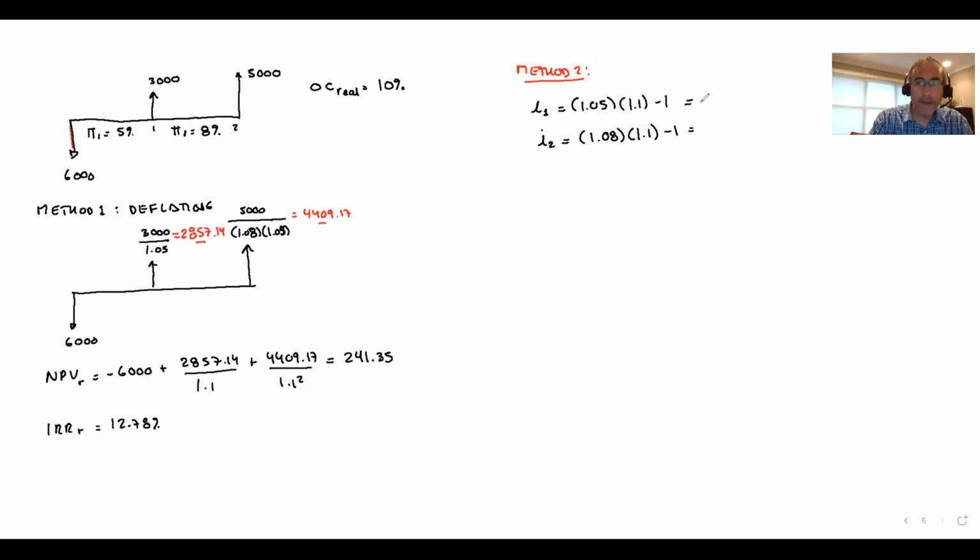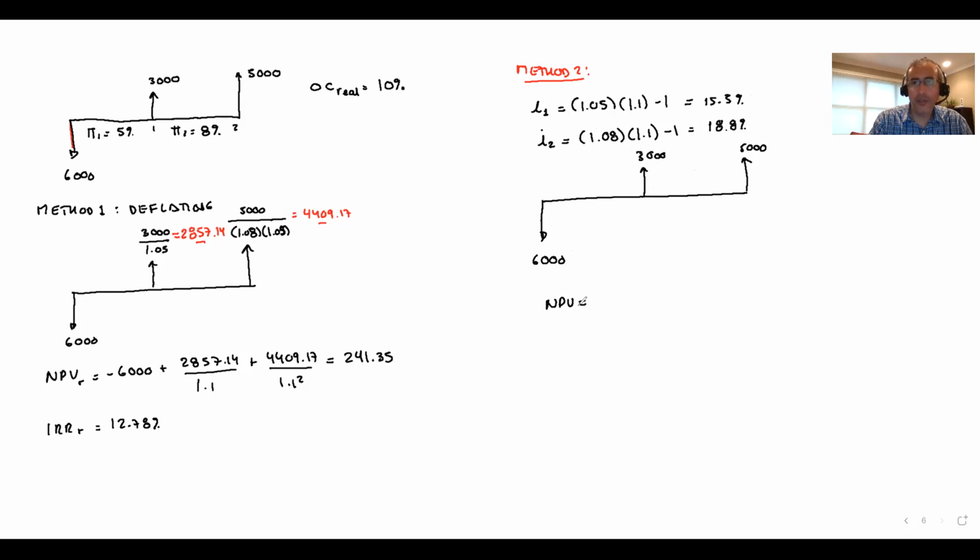I get here 15.5%. And in Excel, I get 18.8%. Got it? So now when we have these interest rates that are current, I can use my current cash flow. So I basically use the original one. I use this one, I'm sorry, 3,000 and 5,000. And then I simply use my techniques.